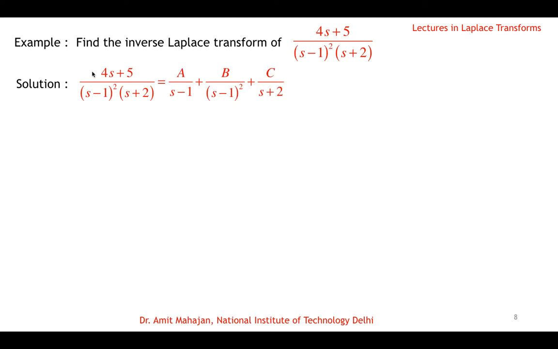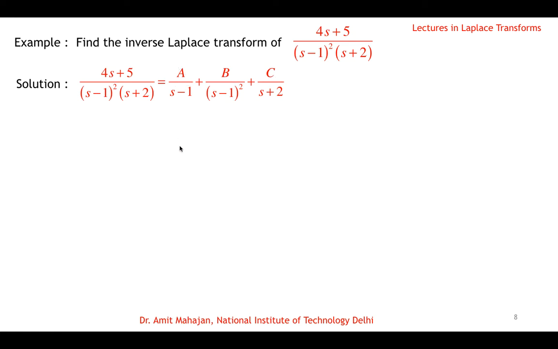For c, I multiply both sides with s + 2 and then put s as -2. For b, I multiply both sides with (s - 1)² and then put s value 1. And for a, this is not possible by just multiplying by s - 1 and putting s equal to 1, because this will be b over s - 1, which will shoot up. So in that case, for this factor you have to put some different value, say s equal to 0 on both sides, and because b and c are already calculated, we can calculate a.